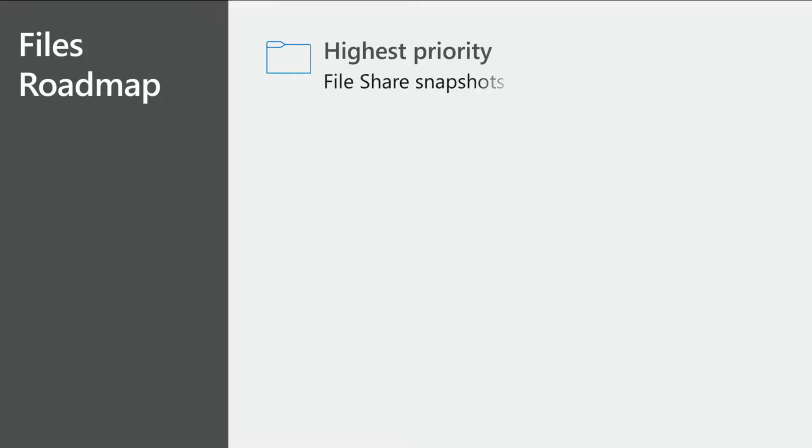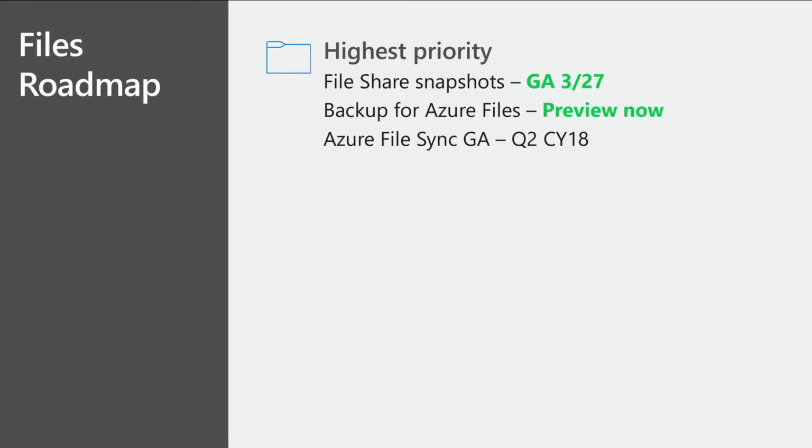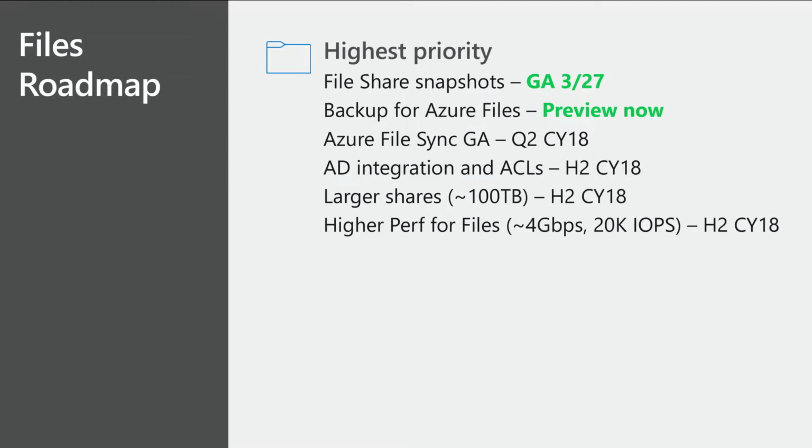The highest priority items that we have coming up is file share snapshots, which we already GA'd previously this year. We have a backup for Azure Files, which is in preview right now. We're heading for GA sync this quarter that we're in currently. We're looking to add AD and AAD integration in ACLs before the end of the year.